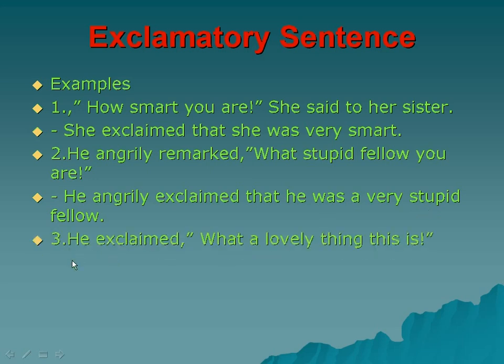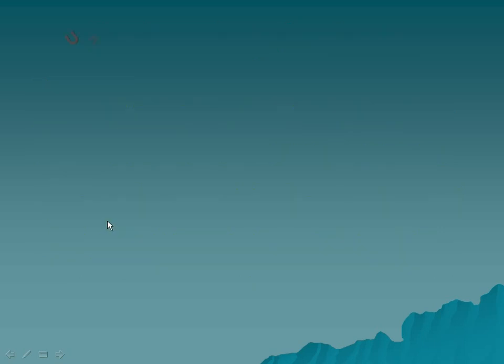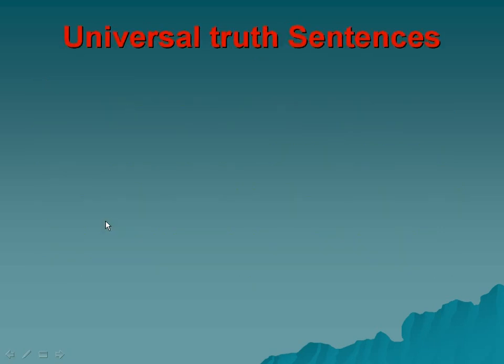Next one is, he exclaimed, "What a lovely thing this is." Again it is an exclamatory sentence. He exclaimed that that was a very lovely thing. In this way we can make indirect speech of various types of sentences.